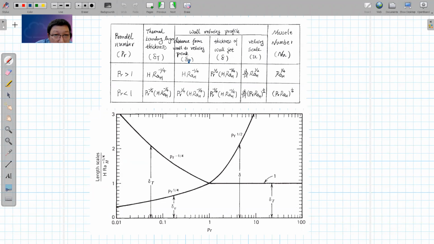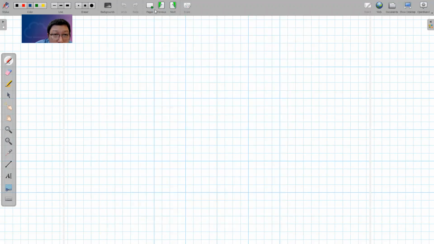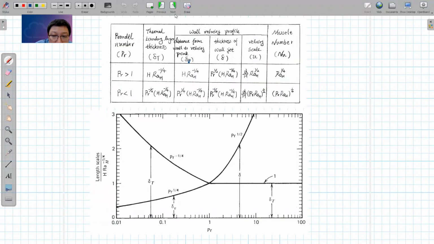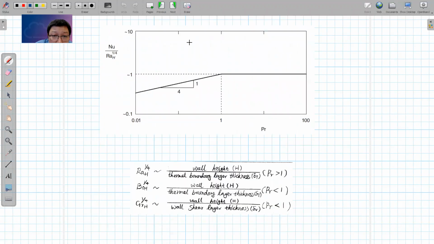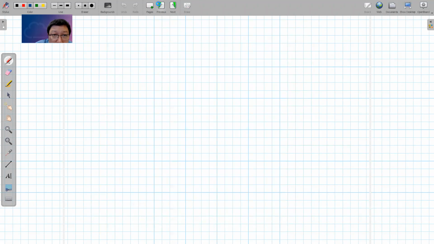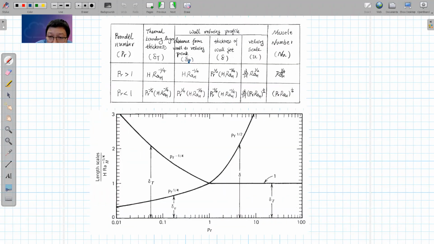And the reason you see this 1/4 is because this is a log scale. And on the log scale you have 1/4 basically. That means that is why you have this 1/4 power for this Prandtl number here. So this is the scaling analysis.